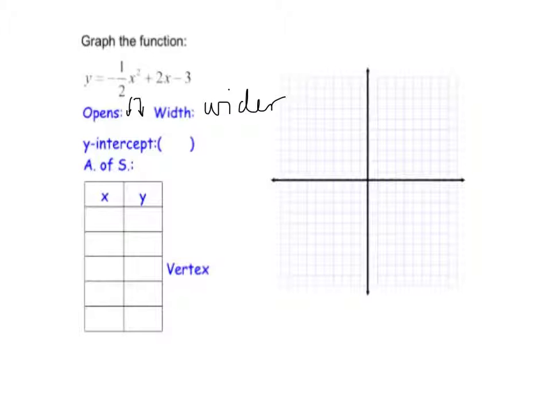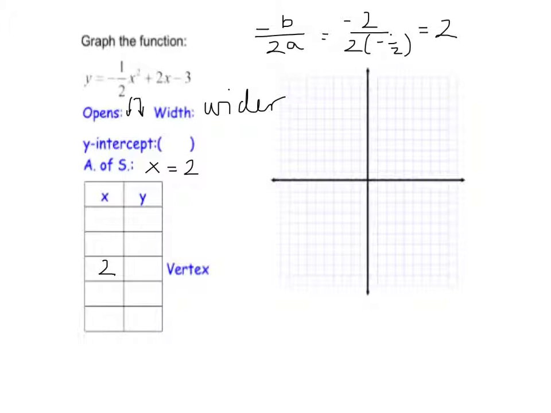So the next thing we do is decide what the vertex will be, which is negative b over 2a: negative 2 over 2 times negative 1/2, which will give us negative 2 divided by negative 1, or 2. So the x-coordinate of the vertex is 2, and the axis of symmetry is x equals 2. Now I'm going to graph my axis of symmetry.